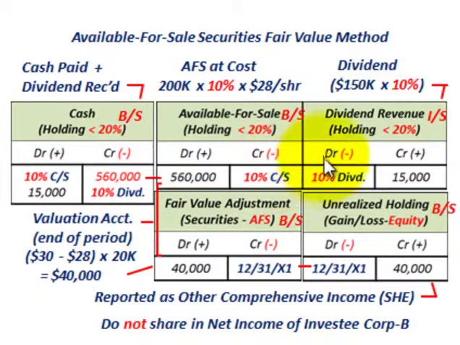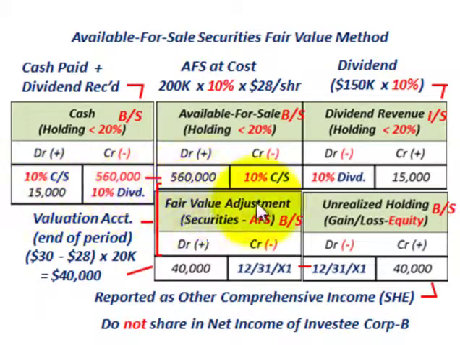Then let's move over to our dividends. Corp B has cash dividends that they paid for the year of $150,000. Corp A owns a 10% interest, so they're going to get 10% of those dividends. So you credit your dividend revenue on your income statement for $15,000. And then in your cash account, you would have received $15,000 in cash for the cash dividends received from Corporation B.